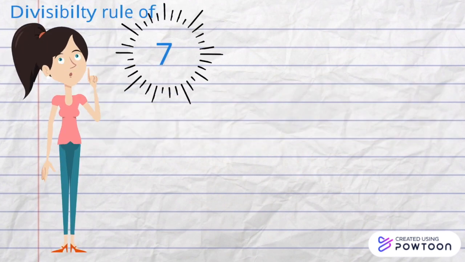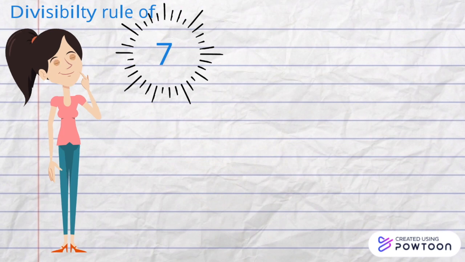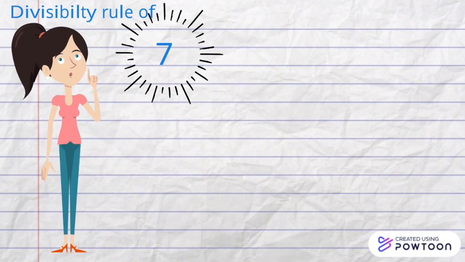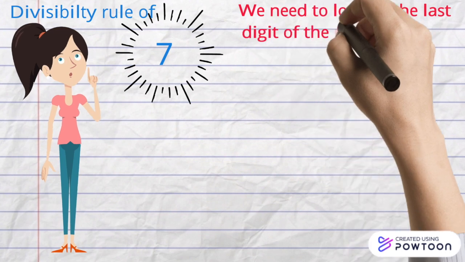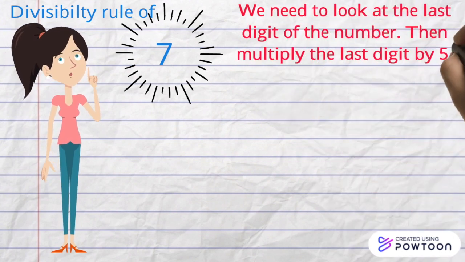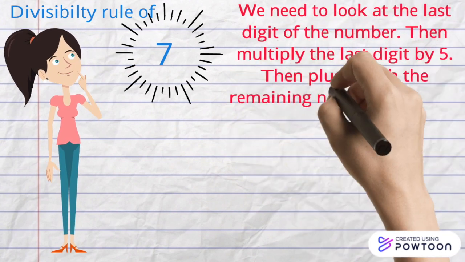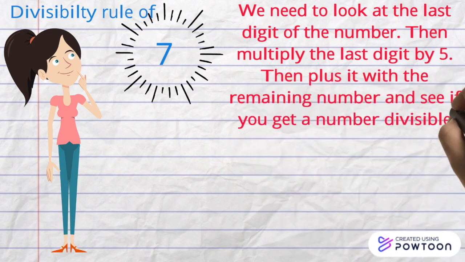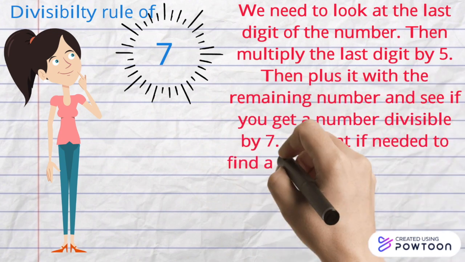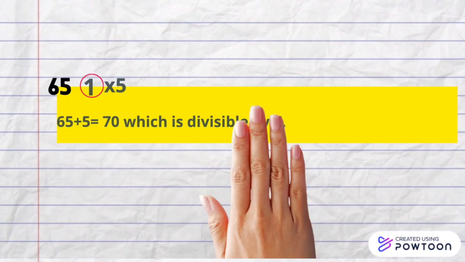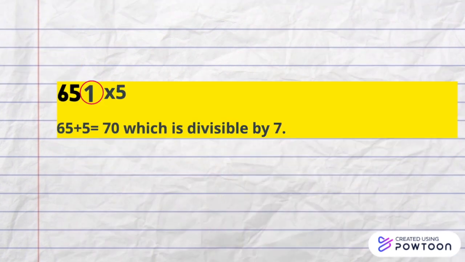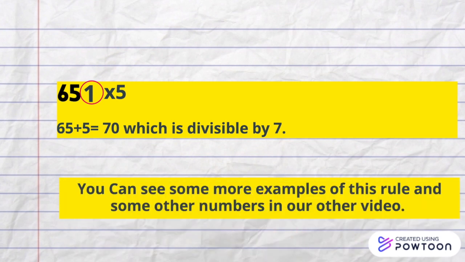Now we will learn the divisibility rule of 7. We need to look at the last digit of the number, then multiply the last digit by 5. Then add it to the remaining number and see if you get a number divisible by 7. Repeat if needed to find a number divisible by 7. Here is one example. 1 times 5 is 5. 65 plus 5 is 70, which is divisible by 7. You can see some more examples of this rule and some other numbers in our other videos.